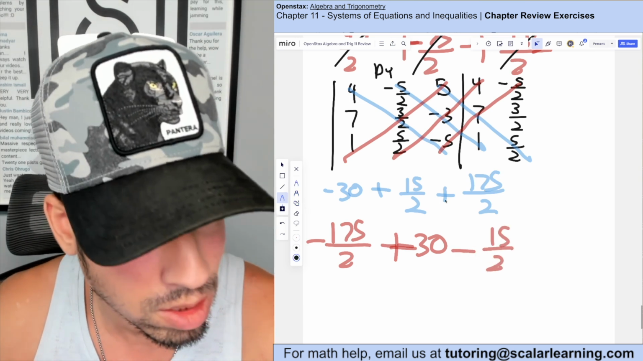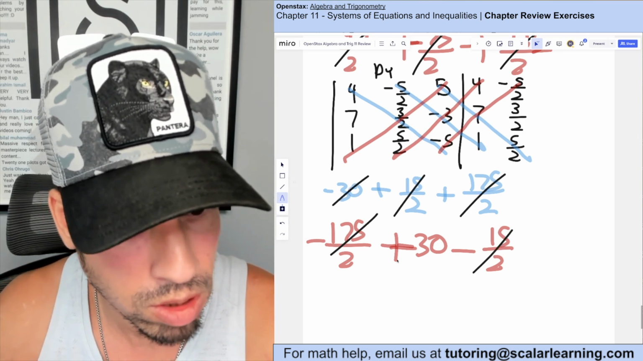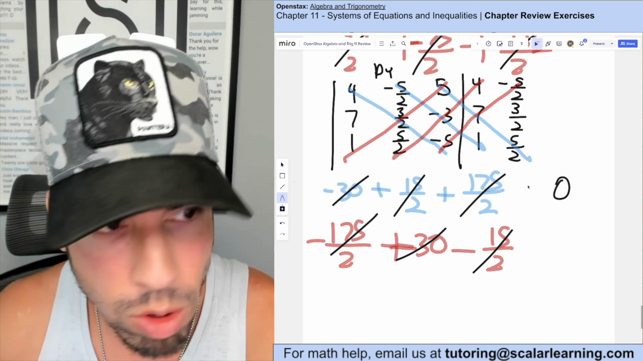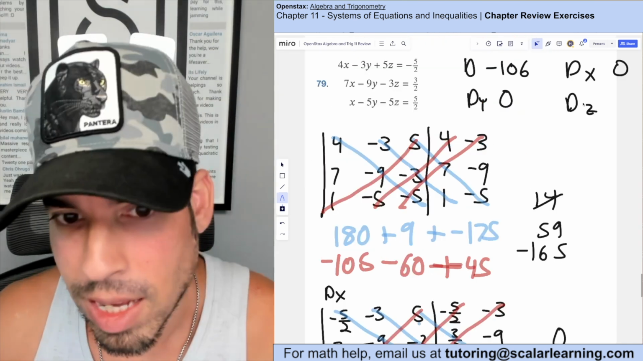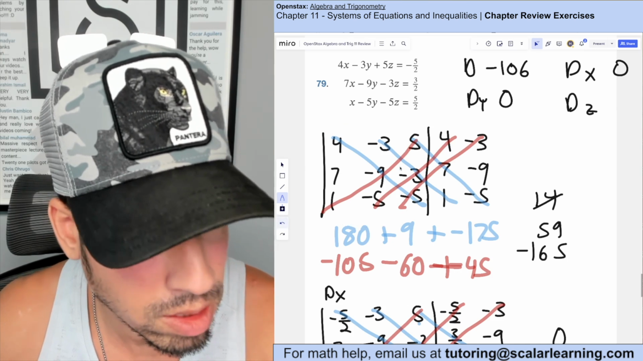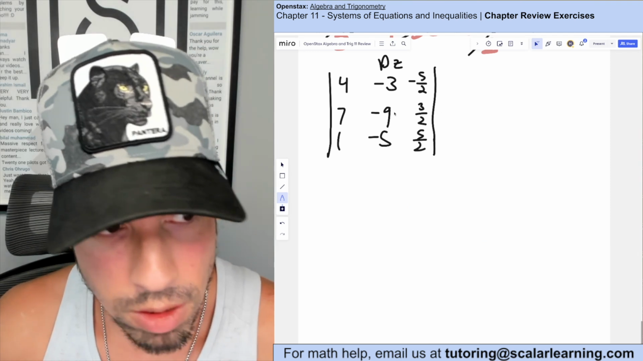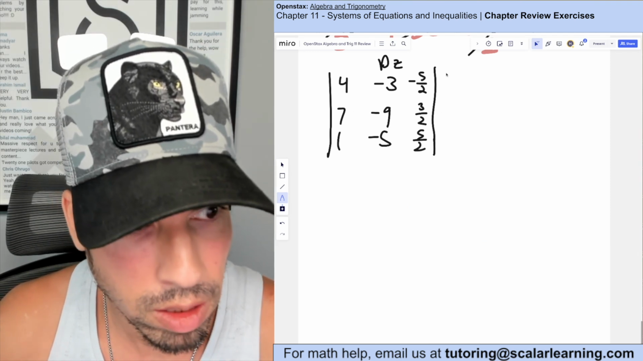Once again, look at this. We got goodbye, those cancel out, goodbye, those cancel out, goodbye, those cancel out, which means we have 0 for the determinant of y. And last but not least, we need to do the determinant for z. So again, we start with this, but then we replace this column with these guys. Let's write that out. So now we got this written out. Again, repeat column 1 and column 2.